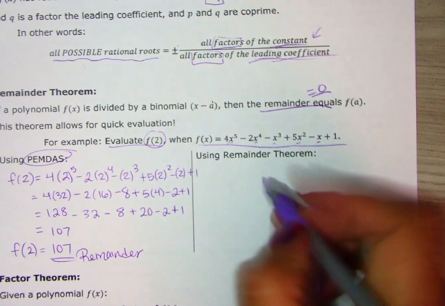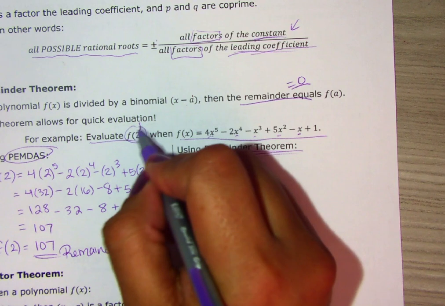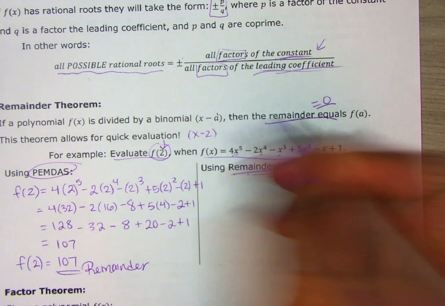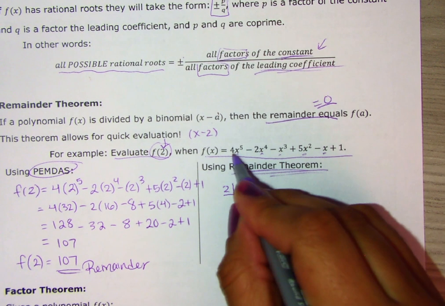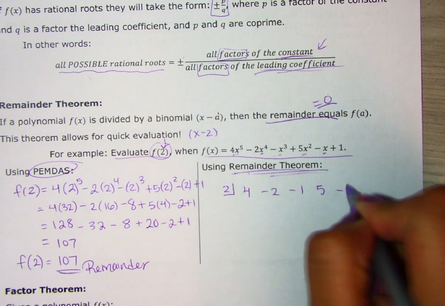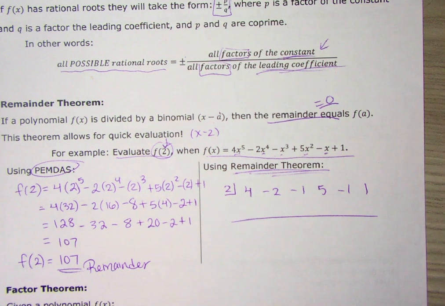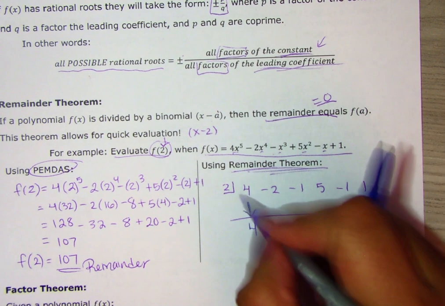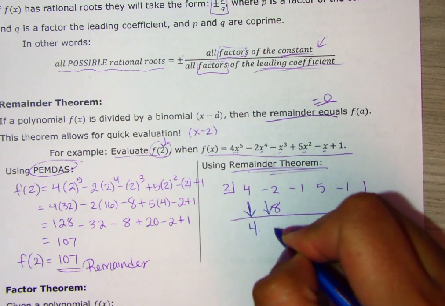So this is one way to calculate if you're going to have a remainder. But we also learned that we could do the remainder theorem through synthetic division. So, for example, the factor they give you would look like x minus 2. We're going to use the number 2, and we're going to use all the coefficients, 4, -2, -1, 5, -1, and the constant, +1. And we're going to use synthetic division. This is where we bring down the number, and then we multiply across. 4 times 2 is 8. And then we combine these two, so you get 6.